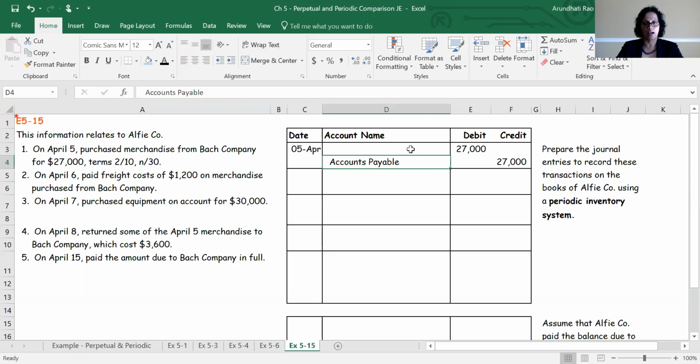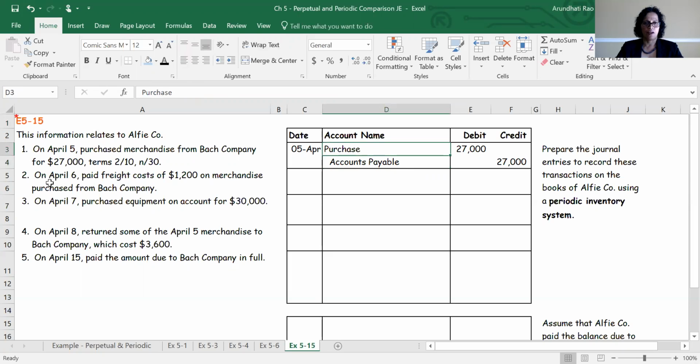The question is, what account do I debit? In the periodic system, I debit the account called purchase. Purchase debit, accounts payable credit. Purchase is really only a temporary account that at the end of the period, I'm going to close out to inventory and cost of goods sold. We'll see how those calculations are done subsequently. For now, I just record it as a purchase.